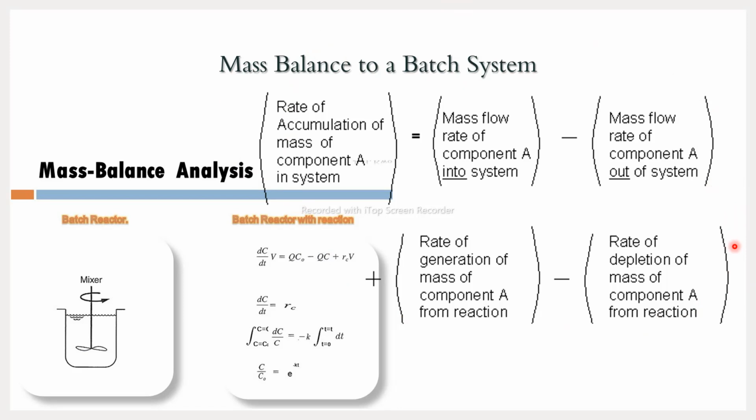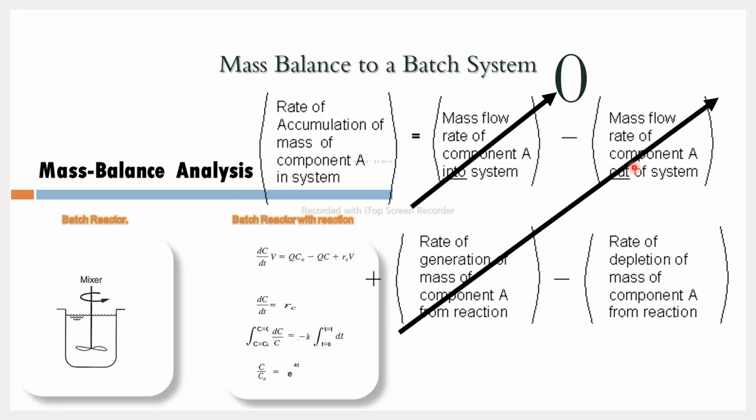Regarding this simple equation, you can either type in the chat box or unmute yourself and talk. Okay. Now, our case is a batch reactor. So, mass flow rate of component A into the system becomes 0.